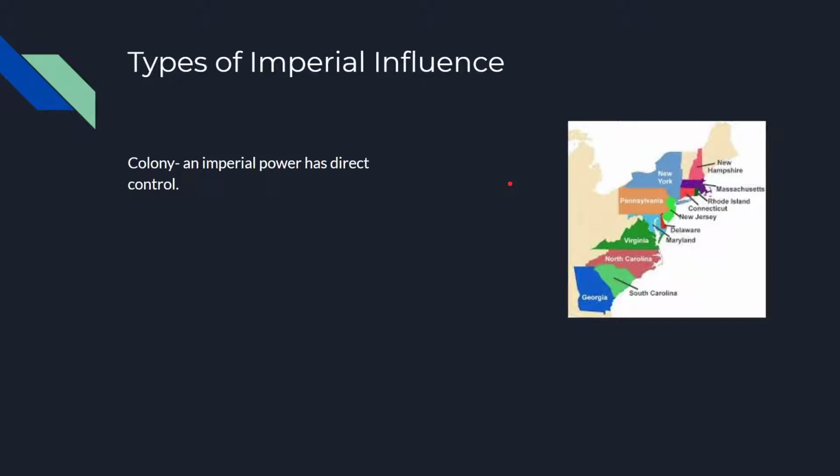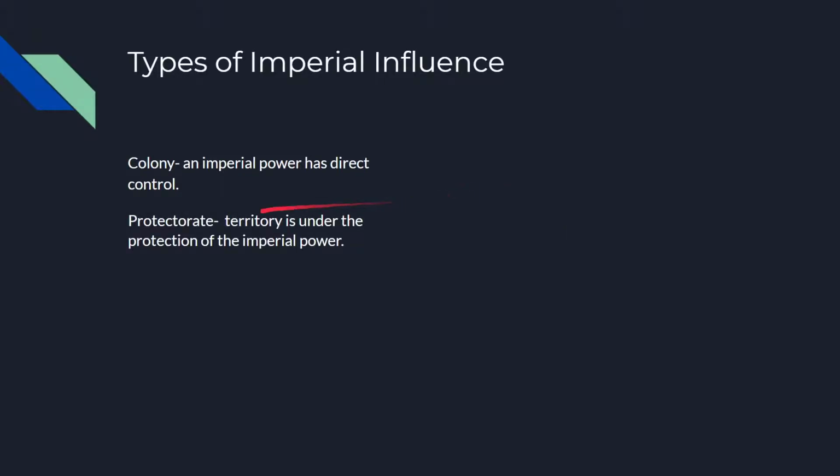However, there are different kinds of influence. Another one that was very popular during this time was the protectorate. This is the idea that the territory is under the quote-unquote protection of an imperial power. So if a country starts getting attacked by another country, let's say Britain's colonies are being attacked by Germany, then Britain will protect that colony. In exchange for that protection, the colony is going to do what Britain asks of them, whether it be trading partners or anything else.